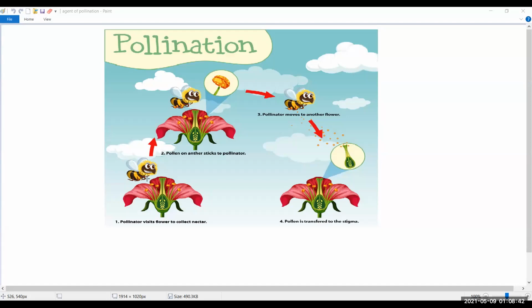Now, since plants cannot move from one place to another, they need help of other organisms or natural elements to transfer pollen grains. These agents of pollination can be wind, water, insects, and birds.